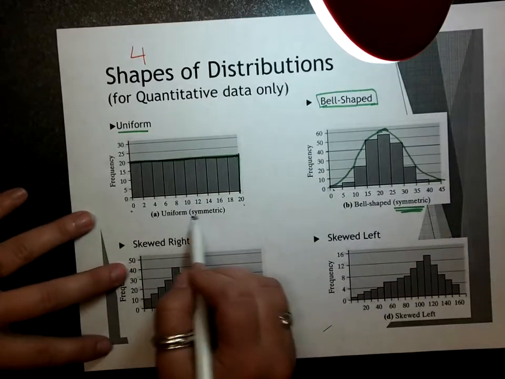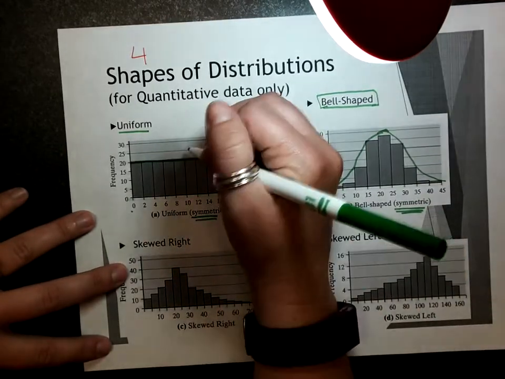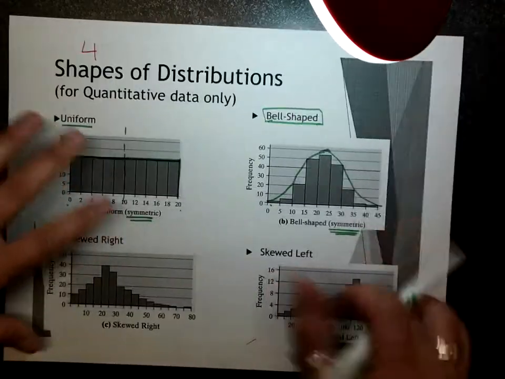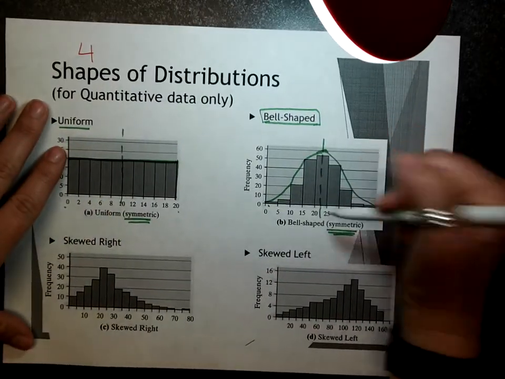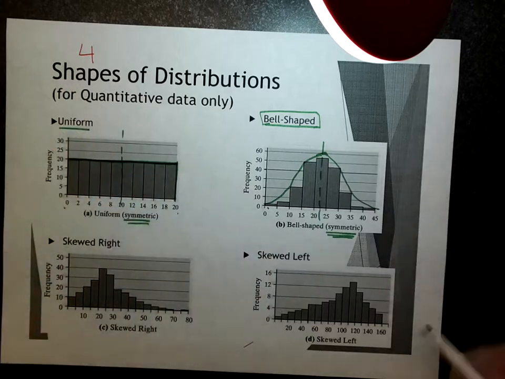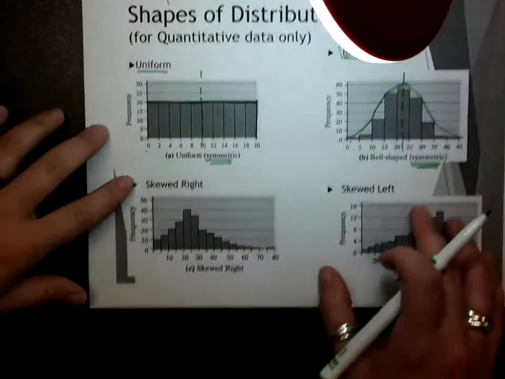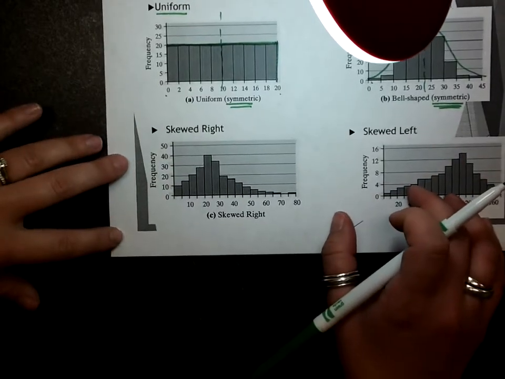Uniform distributions are also technically symmetrical. Remember, symmetrical means you can cut it in half and fold it over itself, and it makes the same on each side. So it's roughly a mirror image along the center. Then we have 2 types of distributions that are kind of weird.